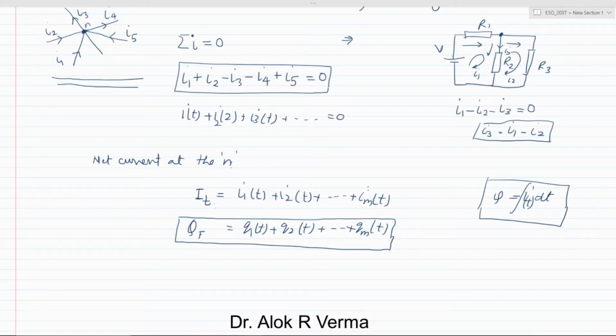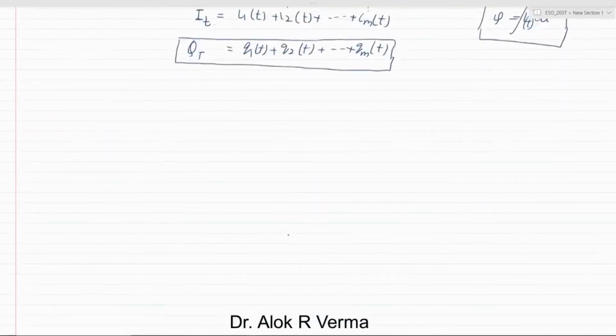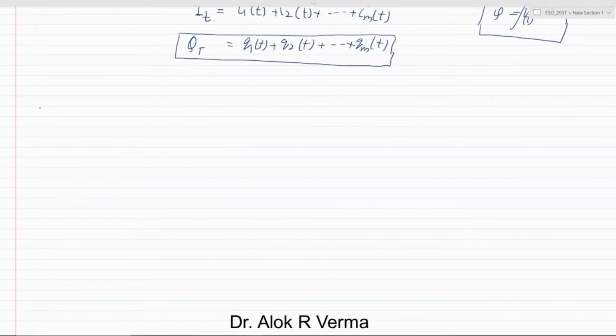Then the total amount of charge is nothing but the integration of all these currents, corresponding to I1, I2, which give Q1, Q2 and so on. So keeping this in mind, we can say that the sum of the currents entering a node is equal to the sum of the currents leaving, which I said earlier. Before we start, let us give an example of some circuit.